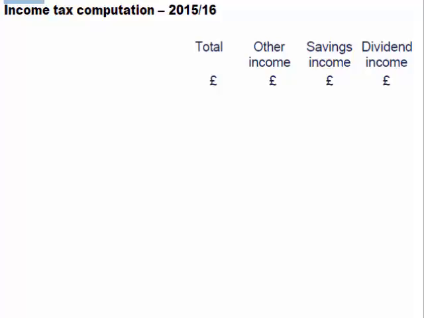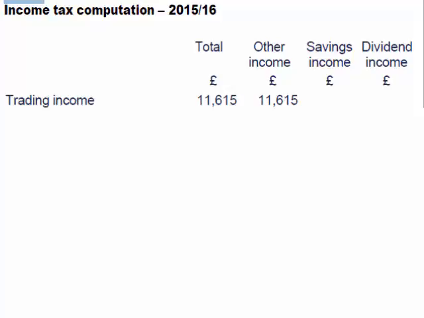So her first type of income was trading income. That was £11,615 straight from the question. And that goes in both the total and the other income columns. The total income column should always include everything, and then the individual columns for the types of income just take the relevant parts of that income.